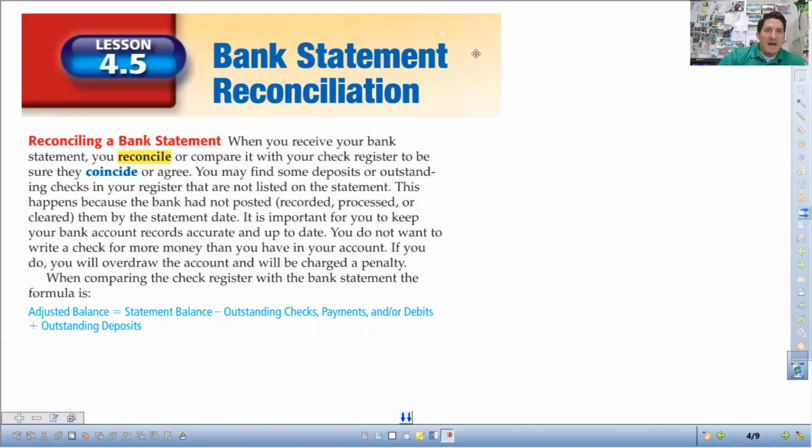All right, financial math classes. Today we're talking about two topics, bank statement reconciliation and online banking. The first one, bank statement reconciliation.